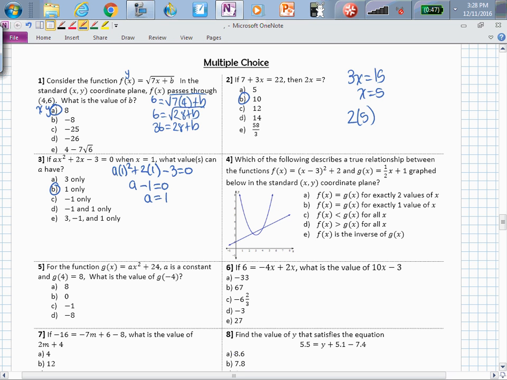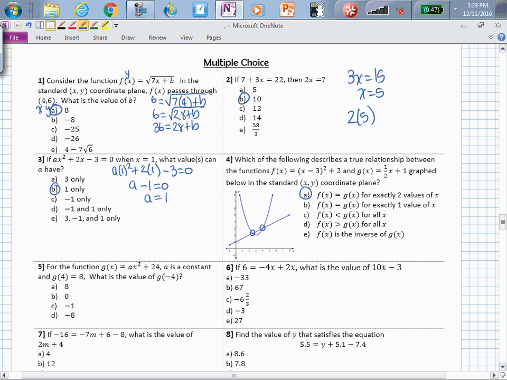Number 4. Which of the following describes a true relationship between these functions? So we've got the quadratic here. We've moved over 3 and we've gone up 2, squared. And then 1/2 x plus 1, so that's that line here. Both in the standard xy coordinate plane. So for f of x equals g of x for exactly 2 values of x, well, that tells me where they meet. I meet here and here. So I feel like that's probably the right answer.